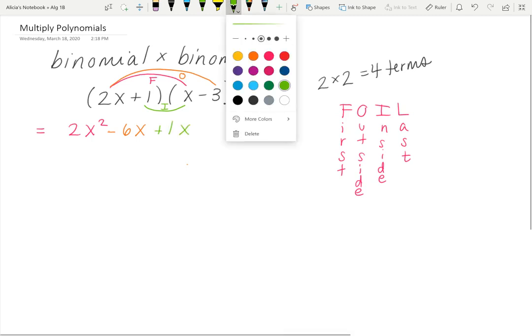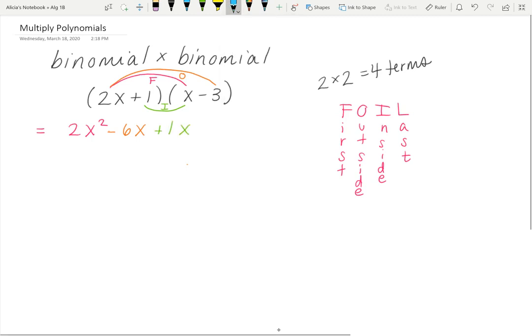And then from there, you're going to go ahead and do the last. The last means taking this 1 times the negative 3. That's where the L comes into play. They are the last terms of the two binomials. So the last terms are 1 times negative 3. That's going to give you negative 3. So there you have it. You have your 4 terms.